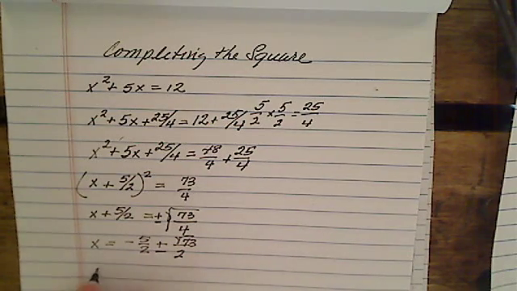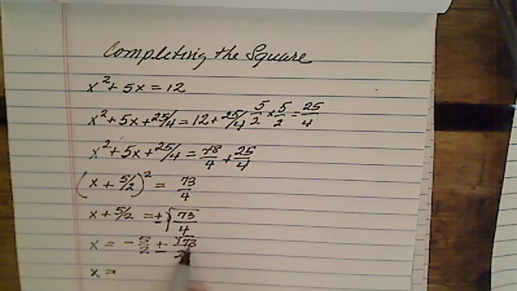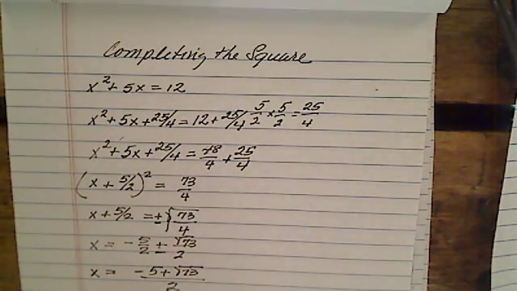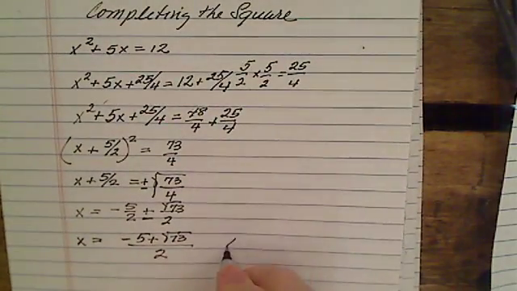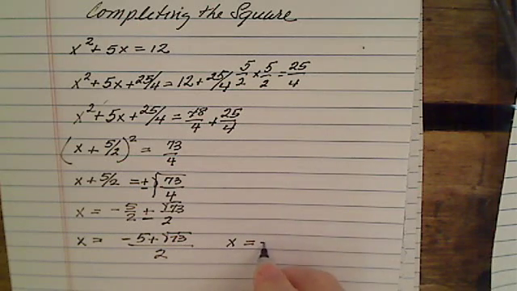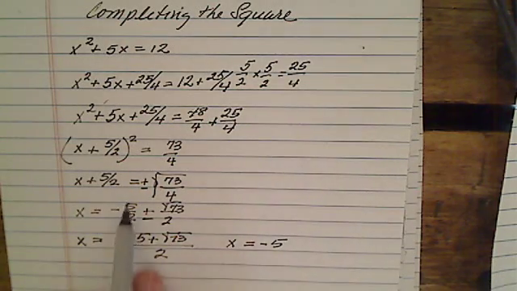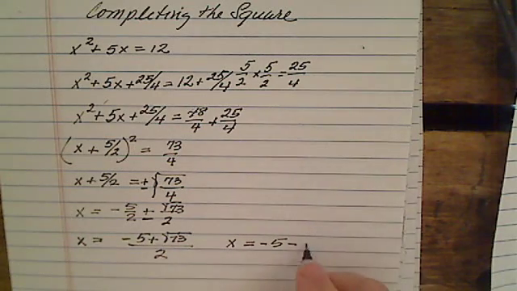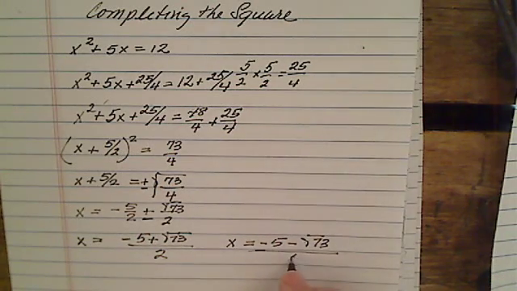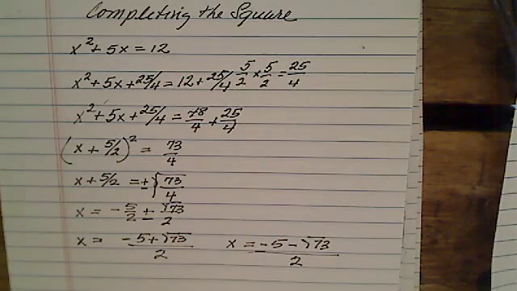We have x equals negative 5 plus square root of 73 all over 2, since they're a common denominator, right? Or we have x is equal to negative 5. We did plus, now we're going to do minus the square root of 73 all over 2. That's how we get our answers, and that is or.